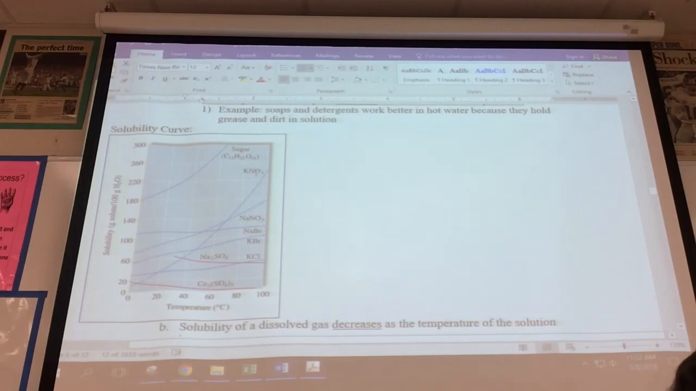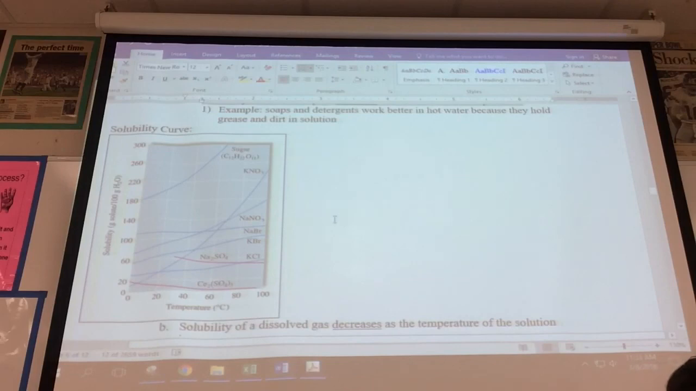nitrate, and potassium nitrate. Potassium nitrate shows the greatest solubility range with temperature, and we do use potassium nitrate in the lab because it's much easier to find or record the temperatures at which crystallization takes place to generate the solubility curve, but we'll take a look at that.